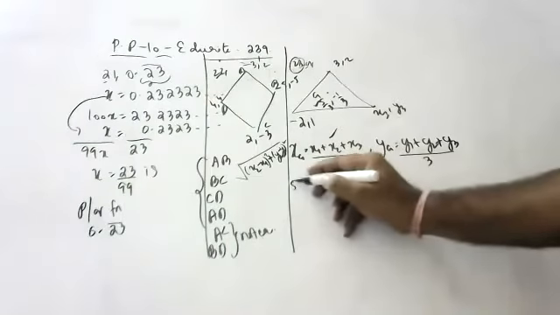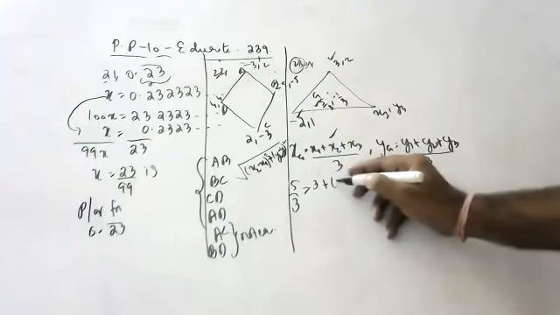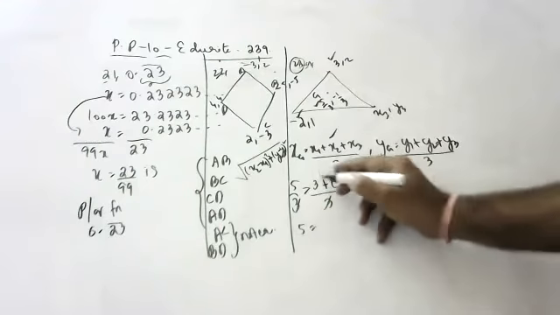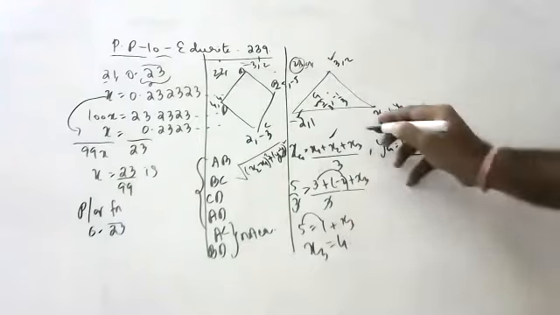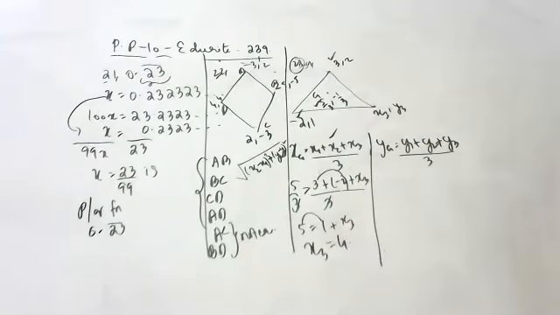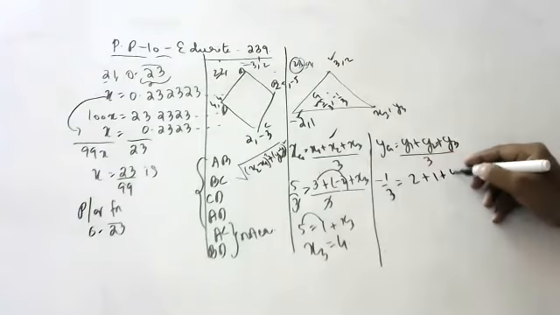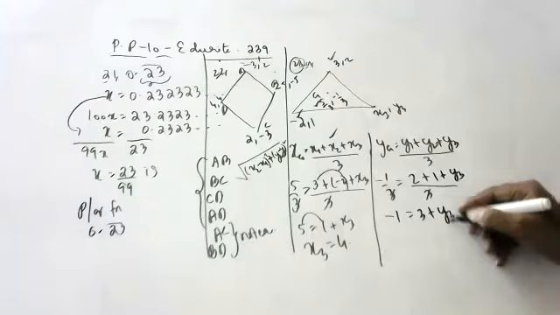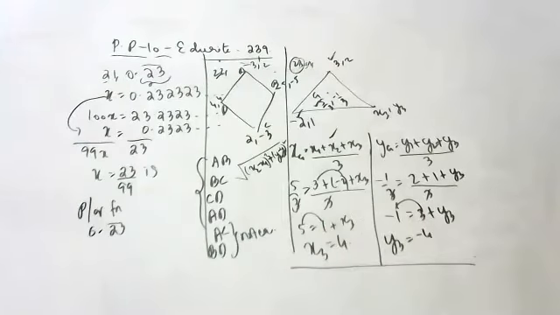I am taking 5 by 3. Please, children, all of you do it on your own. 3 plus minus 2 plus x3 by 3. The 3 cancels. 5 is equal to 3 minus 2, which is 1 plus x3. So I got x3 as 4. Anyone got y? Minus 4. 2 plus 1 plus y3 by 3, minus 1 is equal to 3 plus y3. So y3 is equal to minus 4. Very good.